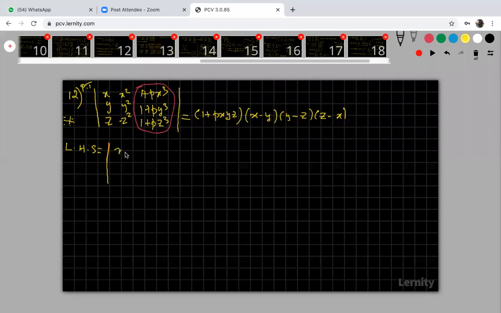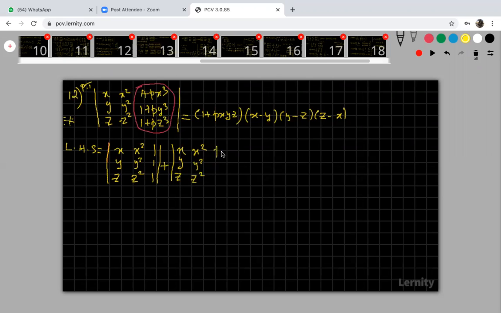Okay, so therefore this is x, y, z. This is x square, y square, z square. This is 1, 1, 1. Plus this is x, y, z. This is x square, y square, z square.